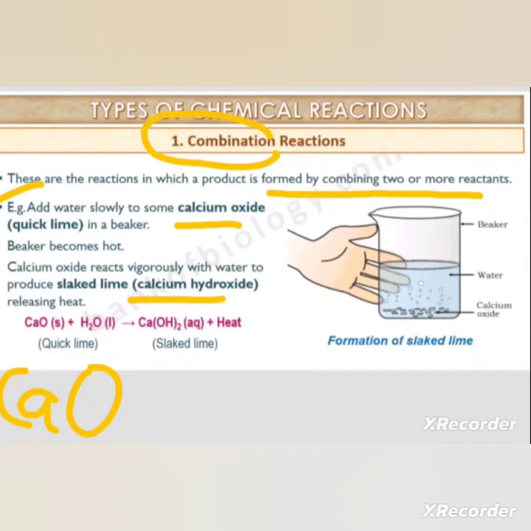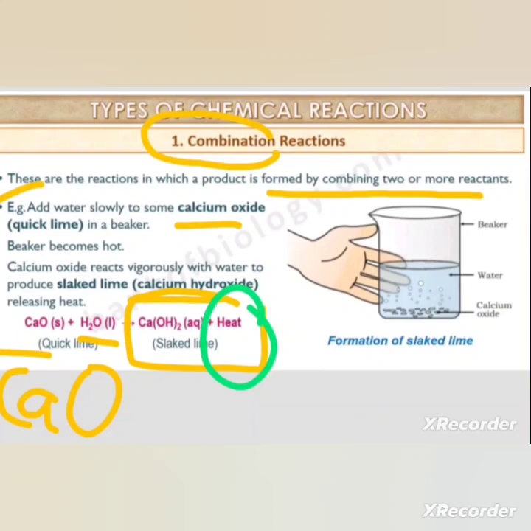This reaction you can generally observe in our surroundings: when we add quicklime to water, we hear some kind of sound, and the beaker or utensil in which we are adding it also becomes hot. The same thing is explained here. When we take quicklime and water, there is a formation of calcium hydroxide, Ca(OH)2, also called slaked lime. There is a release of heat.